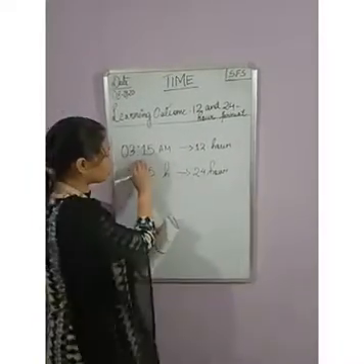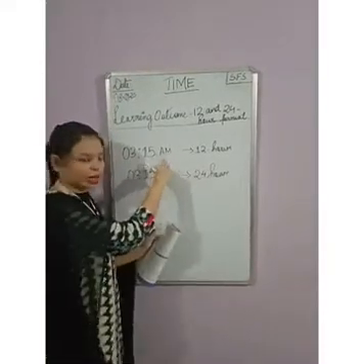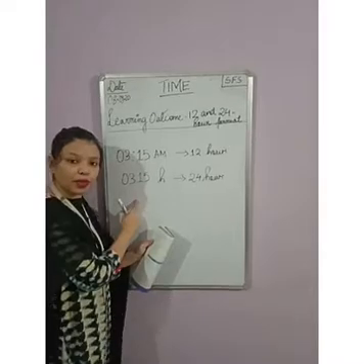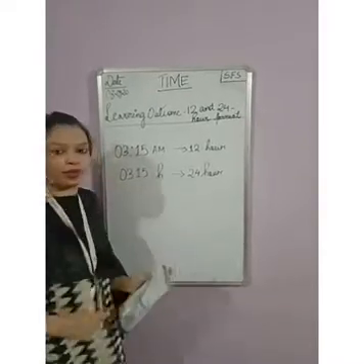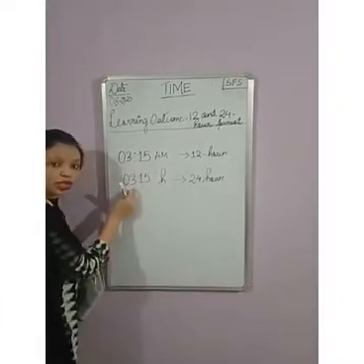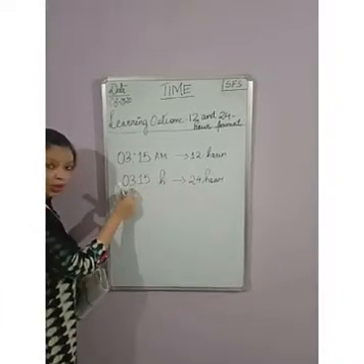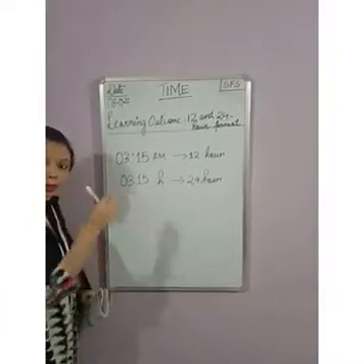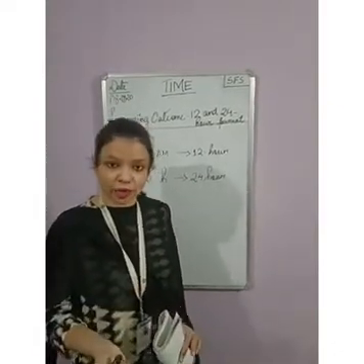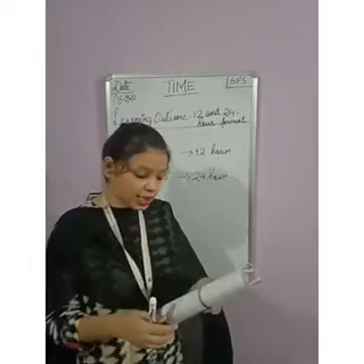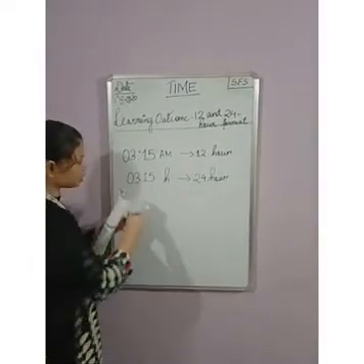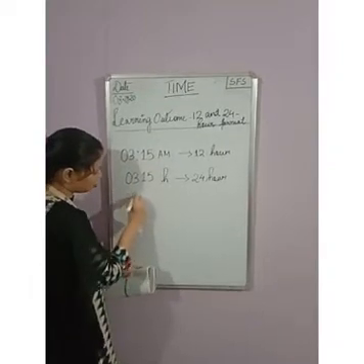Now looking at the 12-hour format, we know it is morning. But how do we know that it is AM here in the 24-hour format? In the 24-hour format, look at the first two numbers, not the minutes, the hour. If the number is less than 12, then we will know that it is AM.